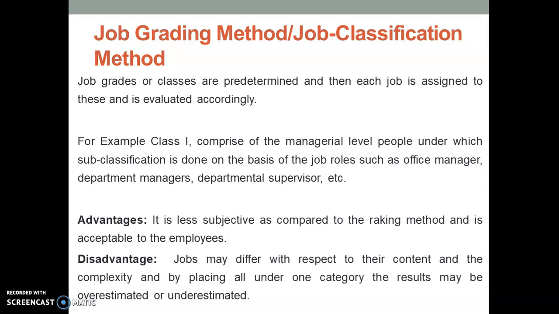Now, it is less subjective in comparison to our previous method, the ranking method, but still it has subjectivity involved. Jobs may differ with respect to different content and complexity, so we cannot grade them into a single grade, or we cannot classify them into a single class. So there may be a concern of internal equity in the method of job classification.